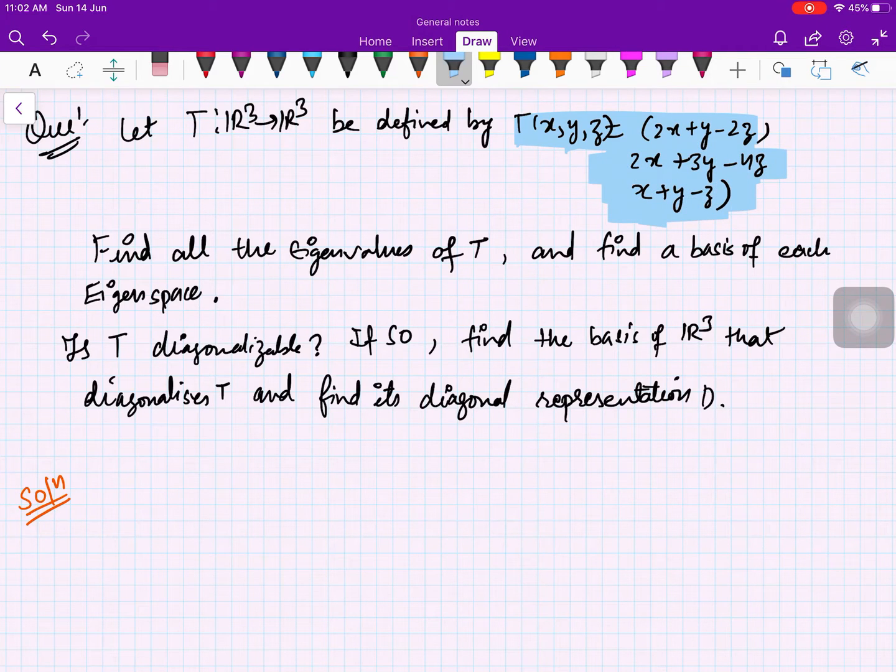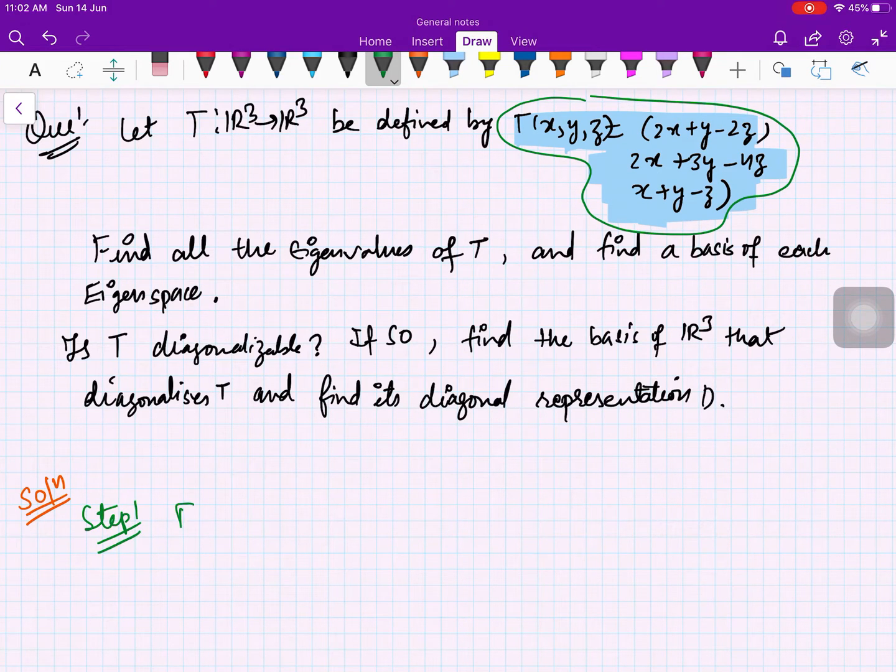So you have this map here. T of (x, y, z) is equal to (2x plus y minus 2z, 2x plus 3y minus 4z, x plus y minus z). So you have to find all the eigenvalues of T and basis for each eigenspace. Okay, so the first thing which we have to do is find a matrix representation of this T. So step 1 is find matrix representation of T.